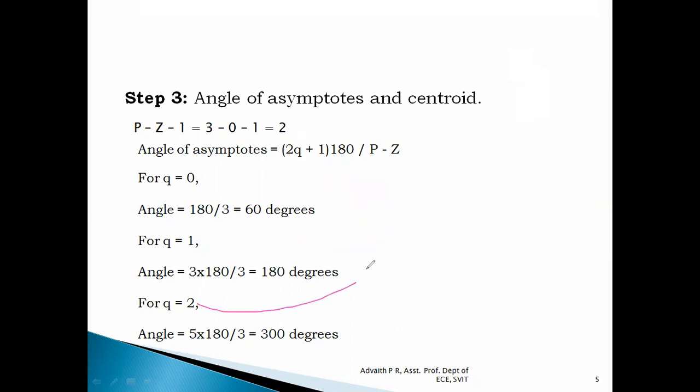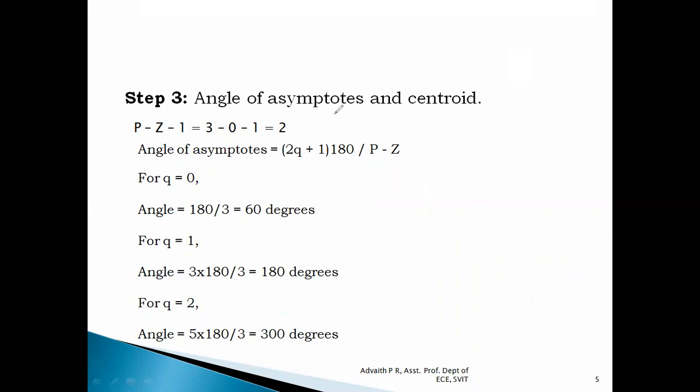Similarly, when q value is equal to 2, substitute q equal to 2 over here. So 4 plus 1 will be equal to 5. 5 into 180 divided by number of poles minus zeros, which is 3 minus 0, which is 3. So when we solve, we'll get the value as 300 degrees. So that is angle of asymptote 3. Now we have found out the angle of asymptotes, and we find these angles of asymptotes and the centroid to make sure that the poles reach infinity.